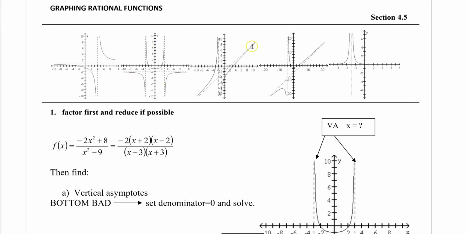This one has a slant asymptote. In fact, it's linear. It's a y equals mx plus b. Here's another one like that. This one has a vertical, and you can't see the horizontal, but it is the x-axis itself. That would be y equals 0.